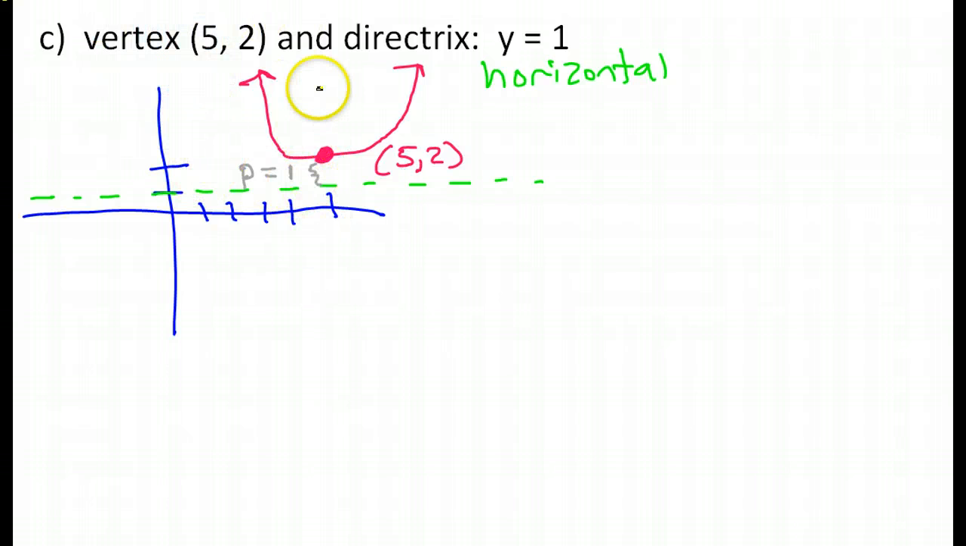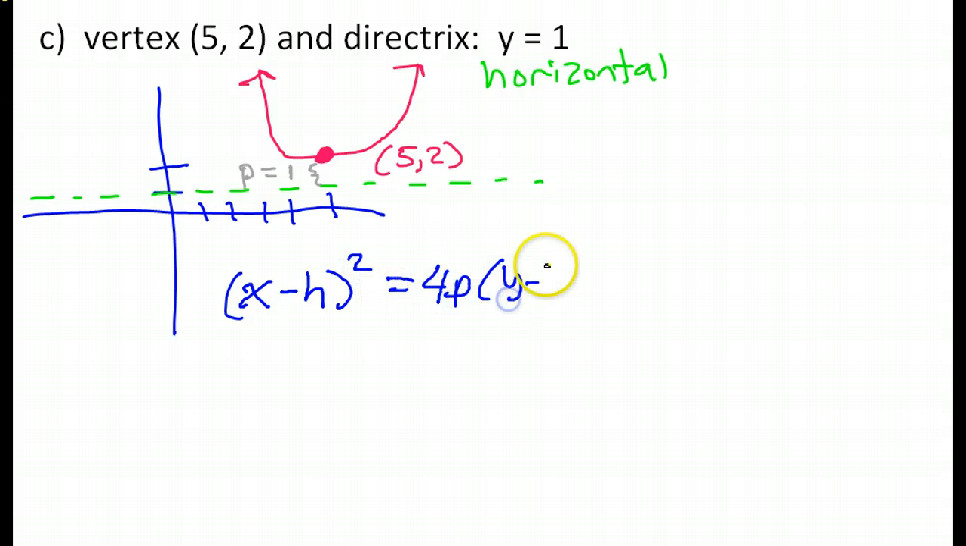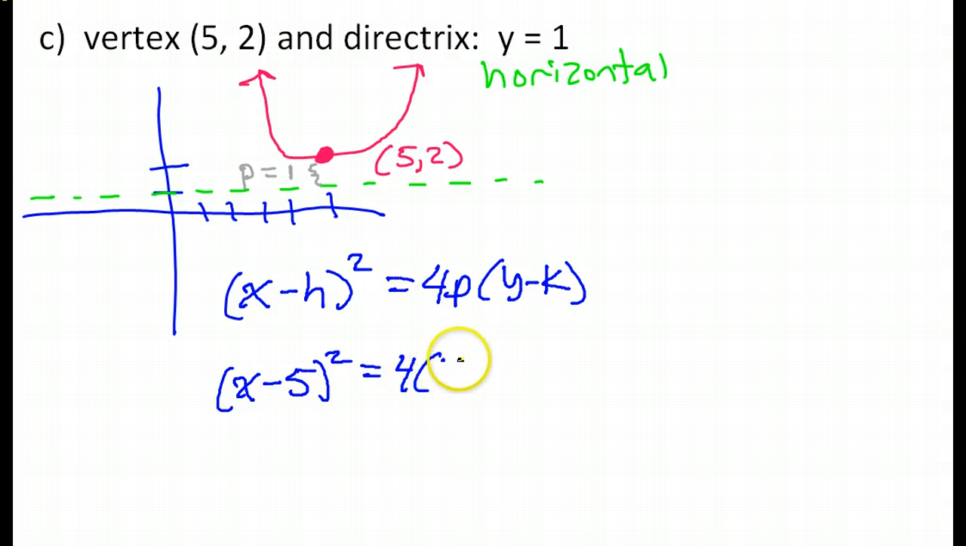Because it is upward facing, when it's up and down, I use the x squared version of the equation. So I'm going to do x minus h squared is equal to 4p times y minus k, not squared version. And in goes the vertex. So the 5 goes here and the 2 goes here. So this is going to become x minus 5 squared is equal to 4 times p. Okay, I'm leaving a space for it. And then y minus 2 because of that.